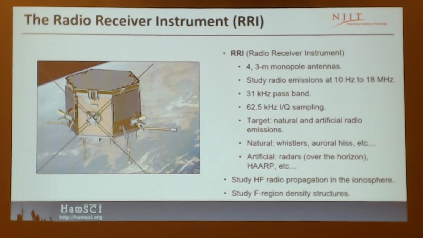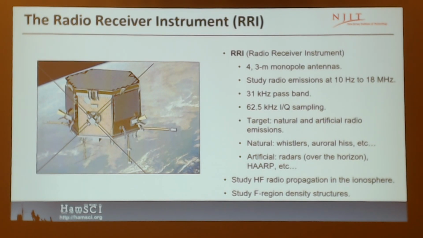So, again, here's another shot of it. RRI is a digital radio receiver. It's used to study radio emissions, natural and artificial, so man-made, from 10 hertz all the way up to 18 megahertz. We do this over about a 30 kilohertz passband, and we sample at about 62.5 kilohertz.